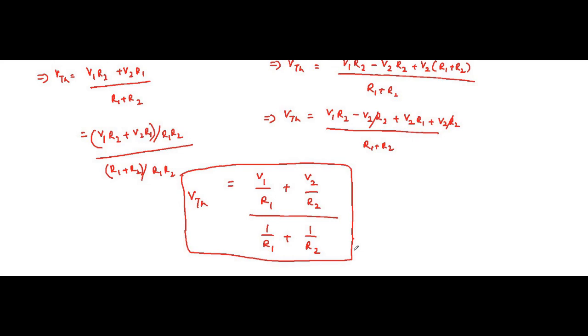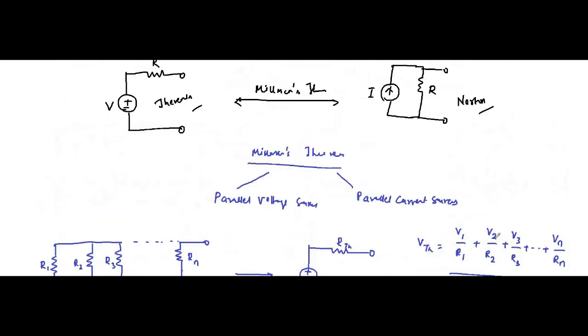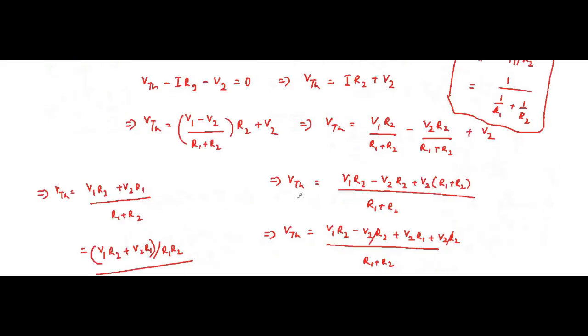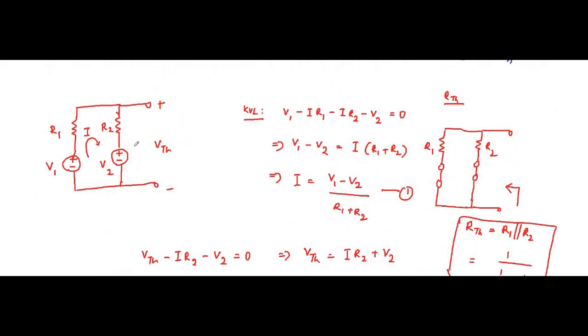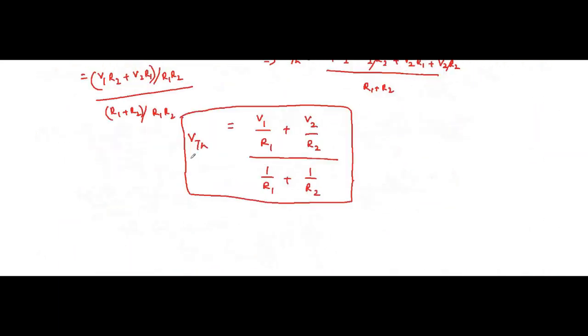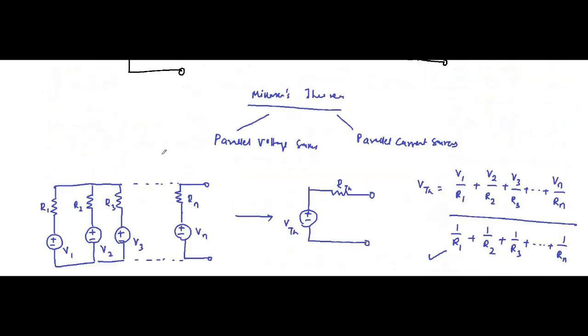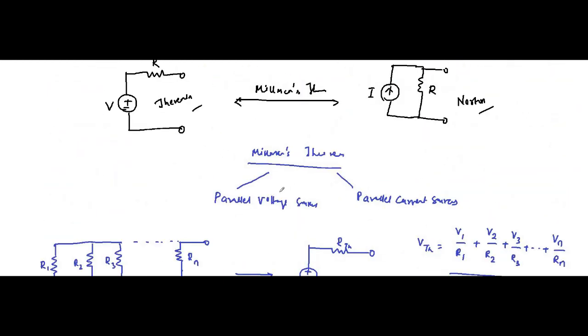Just to prove to you how we got these results, I did all of this. Suppose you had taken 3, 4, 5, 6, 7 voltage sources, we would have got the same result. But in that case, there would have been a lot of equations, which would have unnecessarily complicated the whole thing. We just wanted the proof, that's why we did this. So this is Millman's theorem with parallel voltage sources.